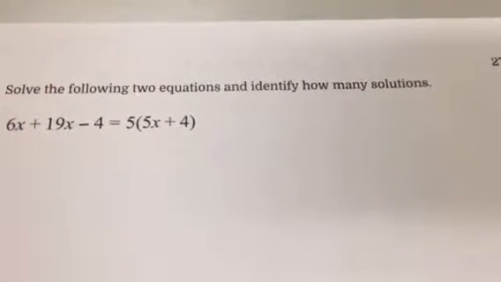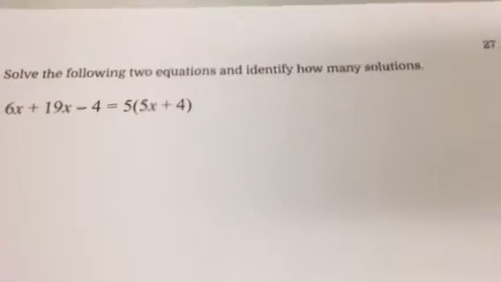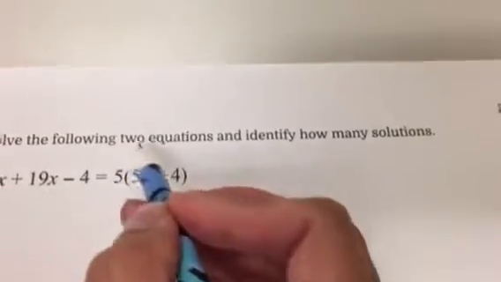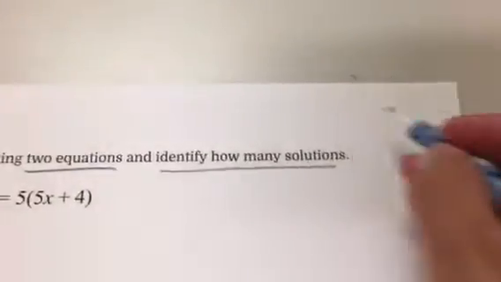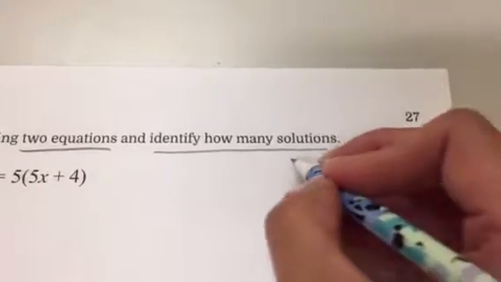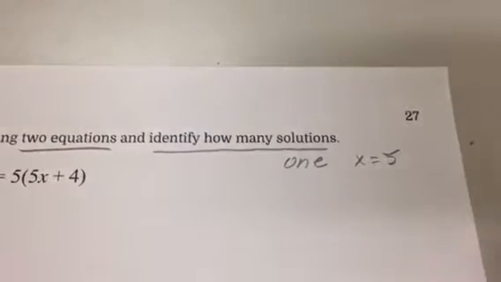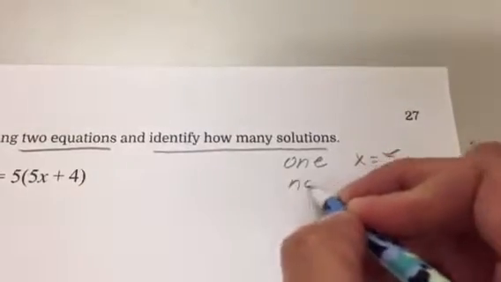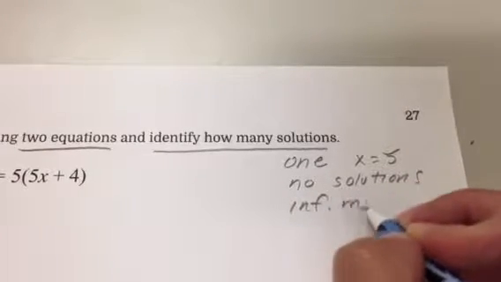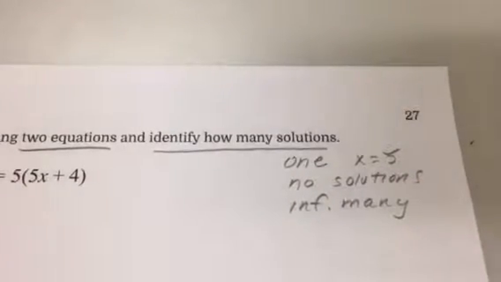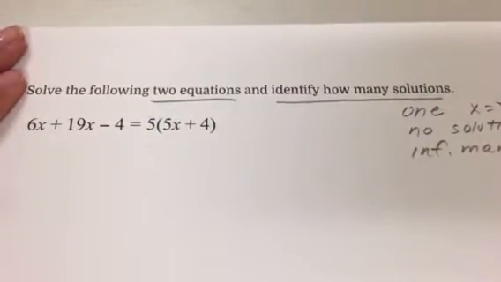Page 27 is very similar to the ones that we just did. The only thing different is you're going to solve the two equations, and then you're going to identify how many solutions. When we said how many solutions, is there one solution where you get x equals a number, or is there no solutions? Or sometimes there's infinitely many solutions. Okay, so I'll do the first one with you, and then I'll let you try the second one.